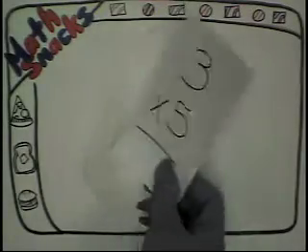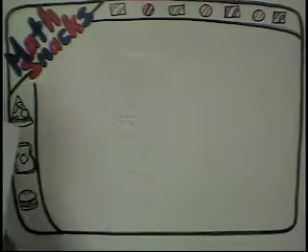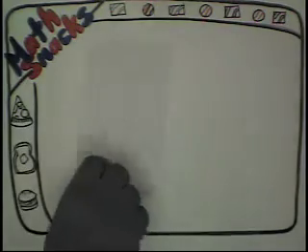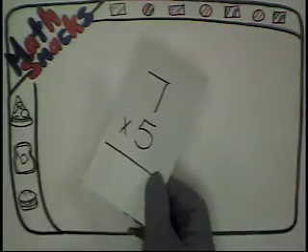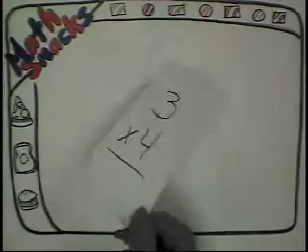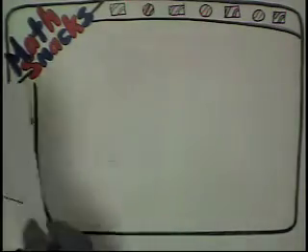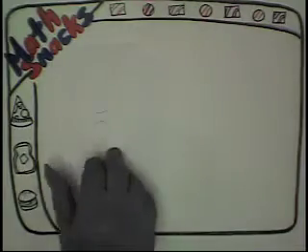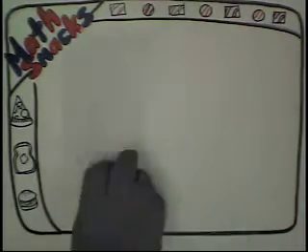Three times 5 is 15. 4 times 2 is 8. 7 times 5 is 35. 3 times 4 is 12. 5 times 1 is 5. And 4 times 5 is 20.